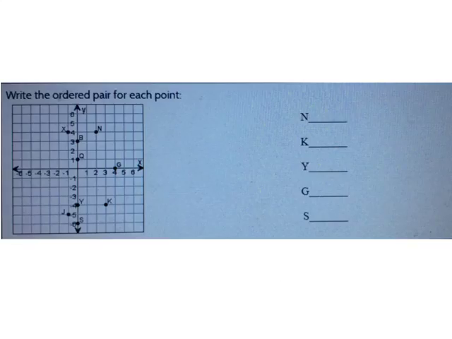Let's look at our last do now problem. Write the ordered pair for each point. What is the ordered pair for point N? Well, point N is at 2, 4. X coordinate first, Y coordinate second.